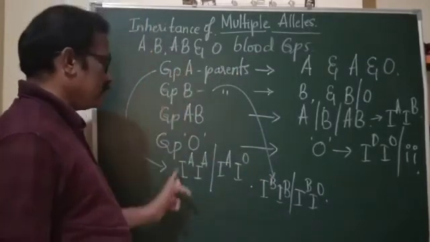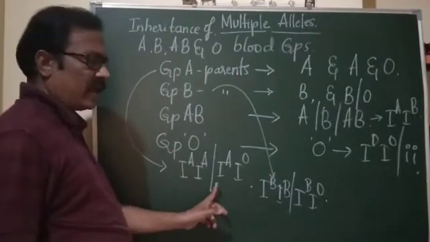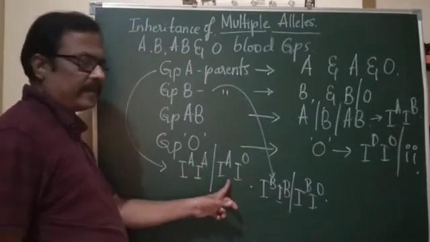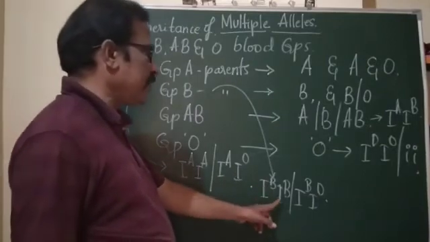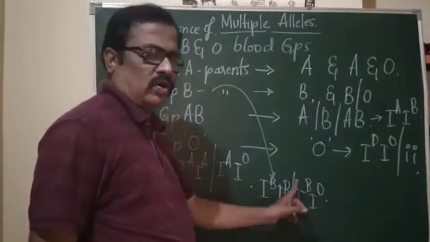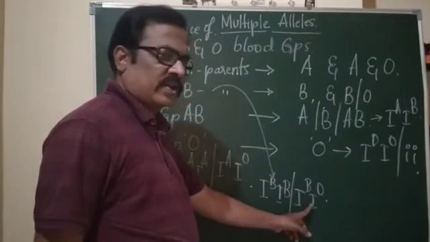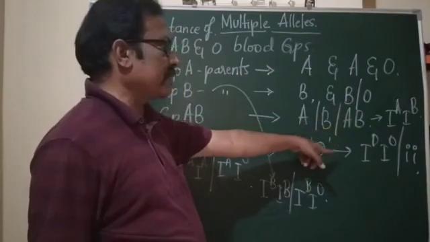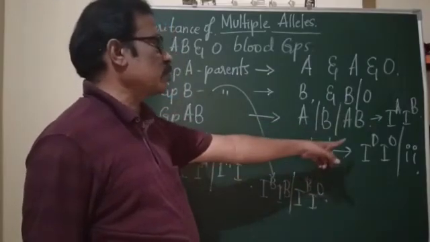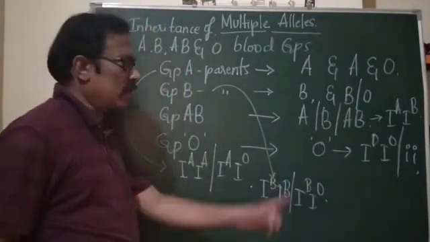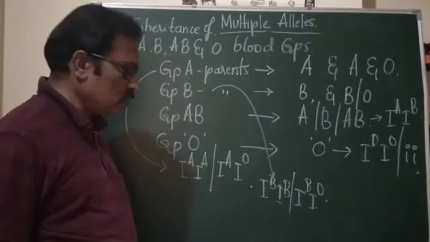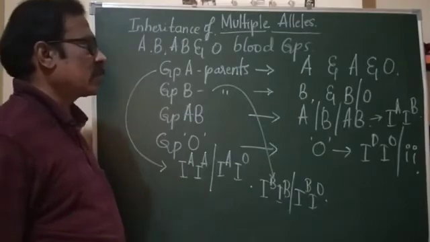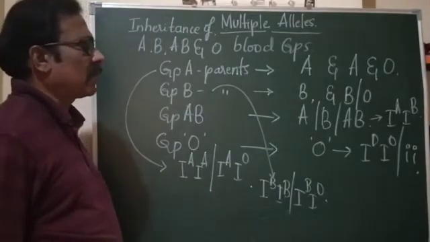Group A, I raised to A, I raised to A, I raised to A, I raised to O. Homozygous for A, heterozygous for A. Group B, I raised to B, I raised to B, I raised to B, I raised to O. Homozygous for B, heterozygous for B. And AB, I raised to A, I raised to B, which is codominant, and O is always recessive, I raised to O, I raised to O, or in small letters, ii only. So these are the genotypes of these blood groups.